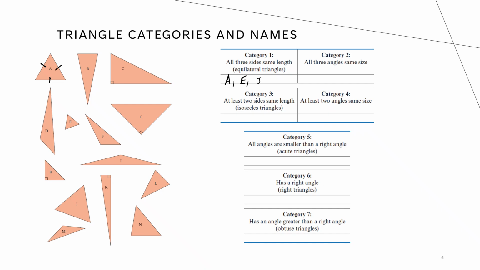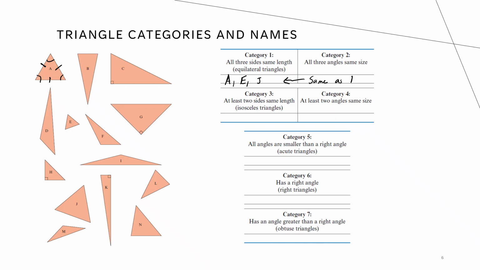Now, if we force all three angles to be the same size, that also makes an equilateral triangle. This is why we don't define a type of triangle having three angles the same size. If we wanted to, we would call that equiangular, but we don't talk about equiangular triangles because if I have equilateral triangles, I get all three angles the same.